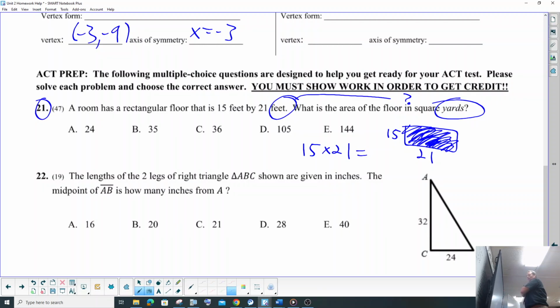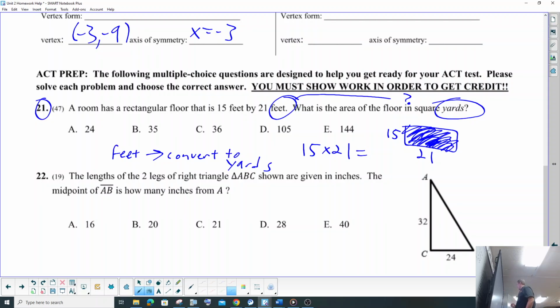Okay, so what we have to do is convert to yards. I thought it was too easy, right? ACT prep, that was way too easy. So we have to convert to yards first. So we have to take feet and convert to yards. How many feet are in a yard? Is it 3 feet? I think it's 3 feet that's in a yard. Right? I think it's 3 feet that's in a yard.